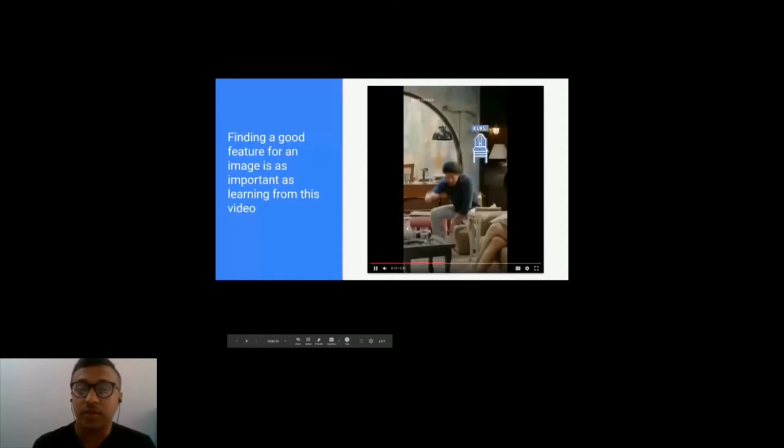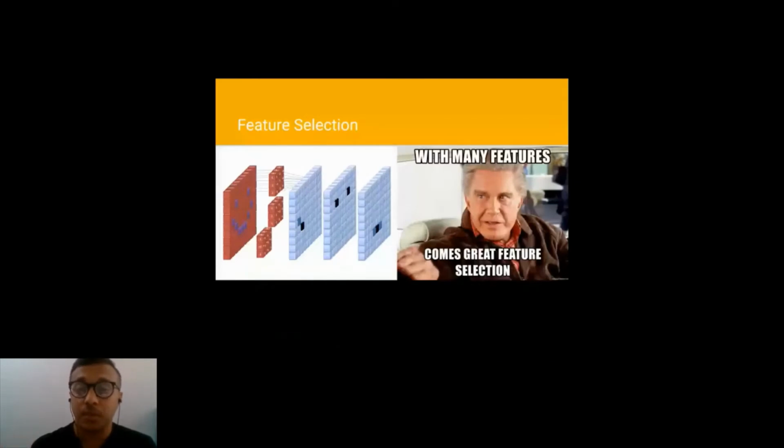Now how to do this feature selection, what are the functions, or what do we have to do? The layer that is responsible for this feature selection is the pooling layer. So Raj, you can move forward.